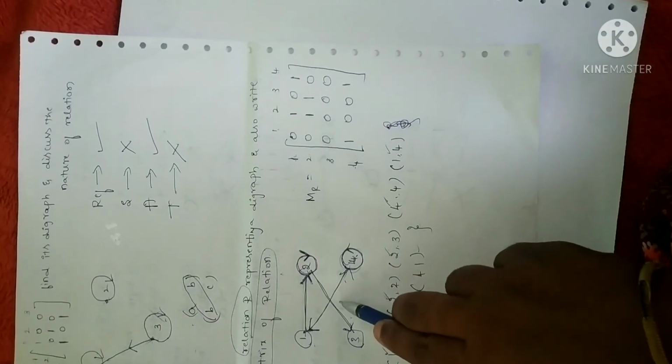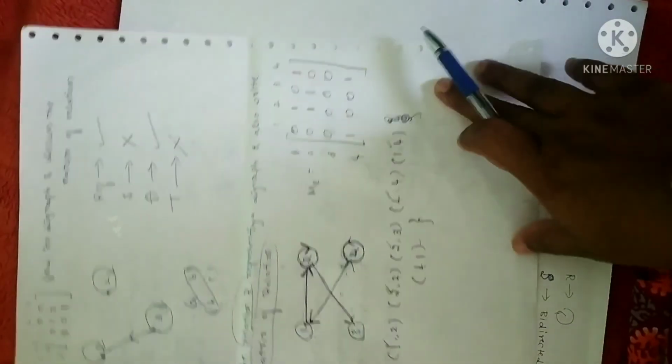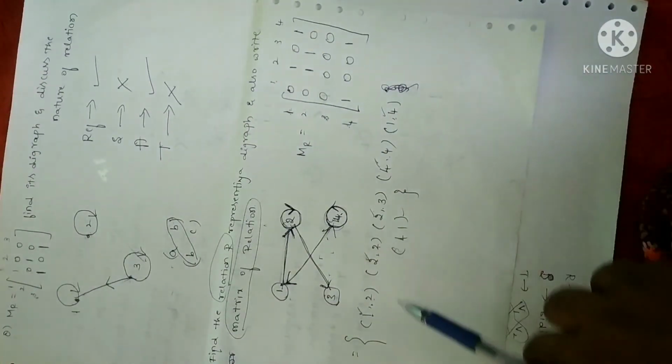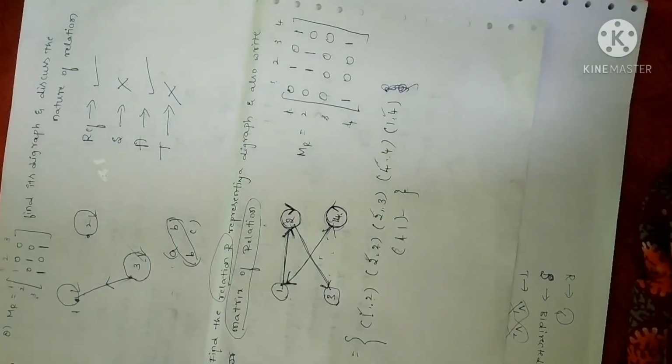So given a digraph, we can write it in matrix form, and similarly we can write the relation for the same. Hope it is clear for you.